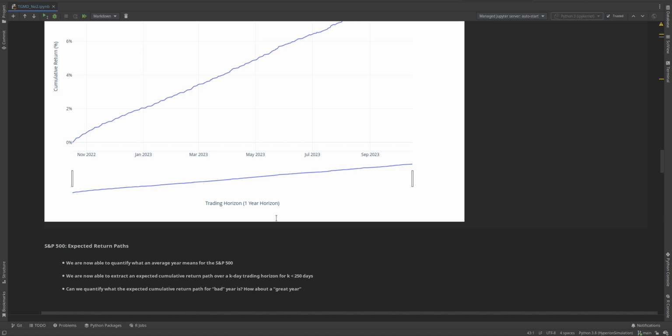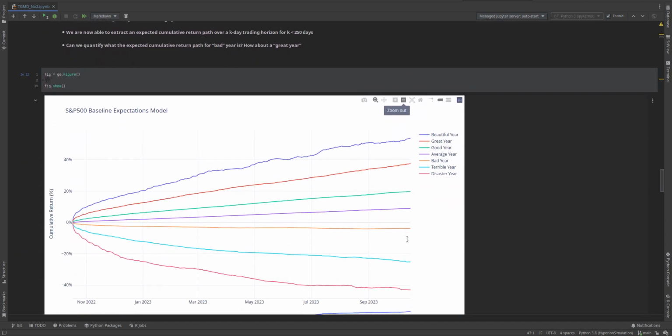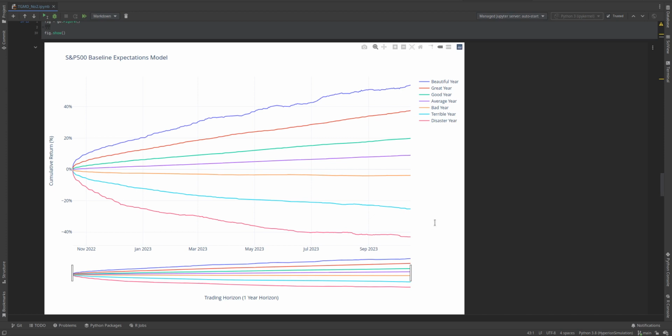But we want to be able to ask another question. We know what an average year is, but what exactly is a bad year? How about a great year? Can we answer those questions? Doing a little bit of thinking, I did come up with a method to answer those specific questions, and this is what I have. I can quantify what a beautiful year looks like for the S&P 500 if you were to invest 1 year out, and that would be 54%. But I can also quantify what a disaster year looks like. That's a minus 43%. The average year, once again, is 9%. A good year is like a 20%. A great year is something like a 38%.